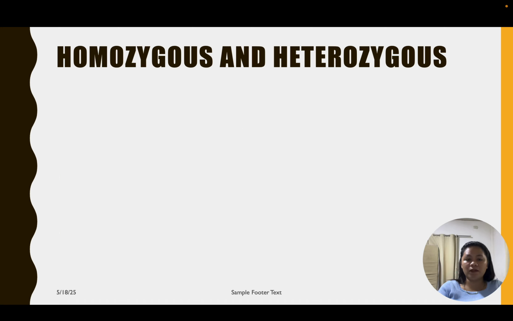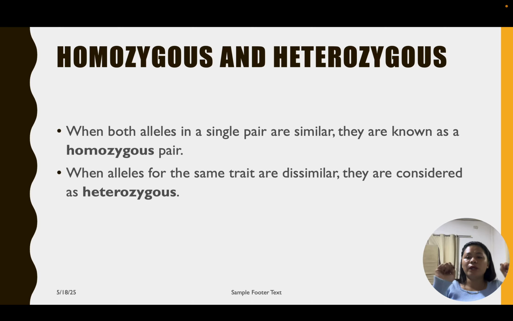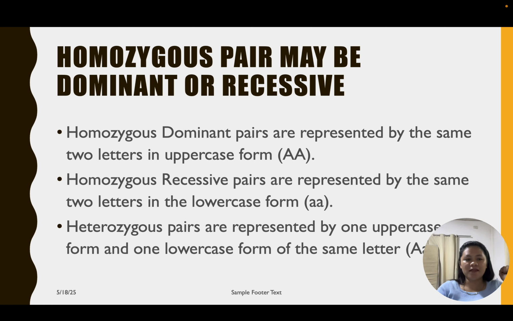Next is homozygous and heterozygous. When both alleles in a single pair are similar, they are known as a homozygous pair. So again, pag similar daw, they are known as a homozygous pair. For example, we have a big letter A. We can call it homozygous if it is paired with big letter A. Next, we can call it heterozygous naman if this big letter A is partnered with the small letter A. So just like this one.